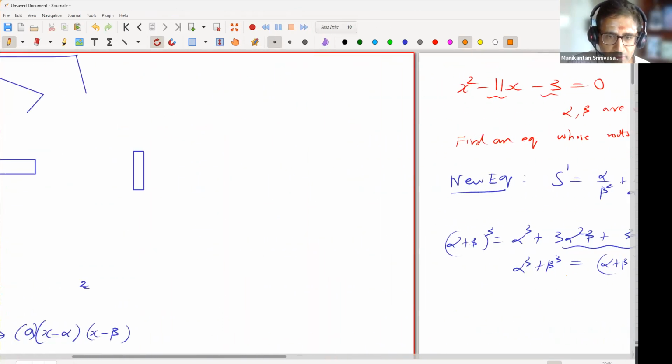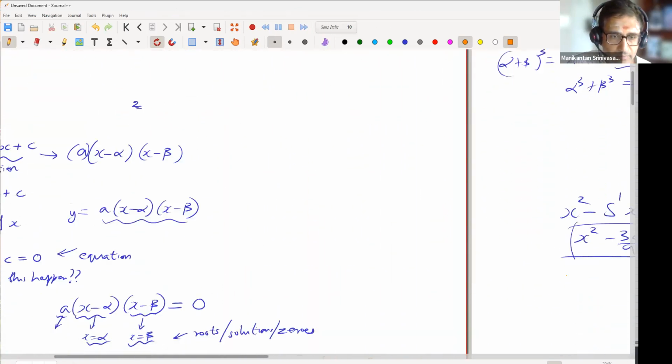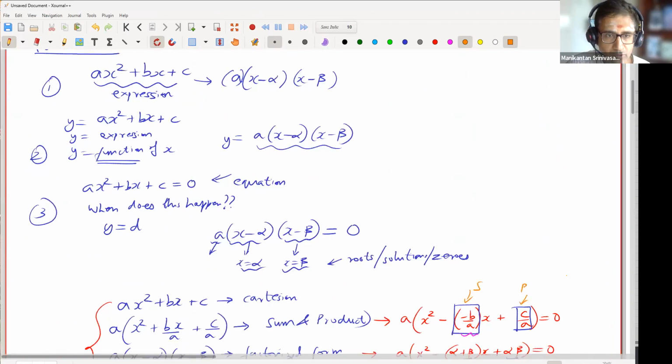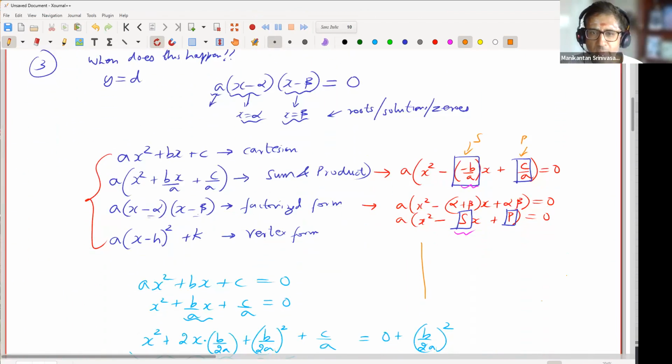What was this? The Cartesian form is generally used to start off any problem. The only advantage there is you can see what the y-intercept is in plotting. If you were to plot the function, then my (0, c) is got by just looking at the Cartesian form. Now the sum and product of roots, we have illustrated why it's useful.